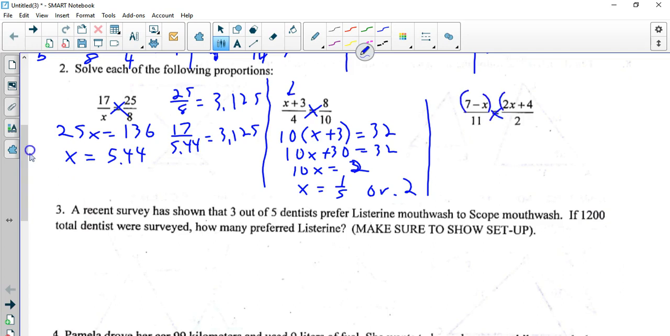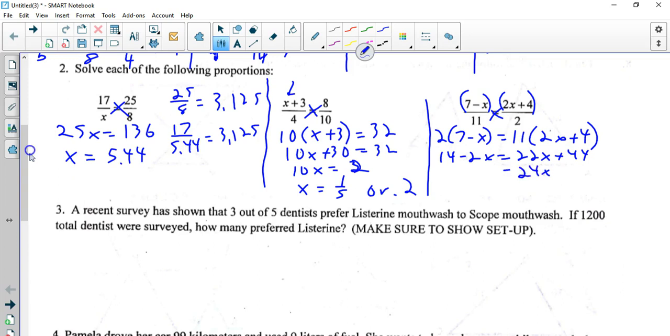Okay, we're going to multiply. Go for your parentheses. So 2 times 7 minus x equals 11 times 2x plus 4. So 14 minus 2x equals 22x plus 44. I'm going to add 2x and get 24x. I'm going to subtract 44 and get negative 30. And when I divide, I'm going to get x equals negative 5 over 4 or negative 1.25. Either answer is fine. And again, if you plug that number in and divide, you will get the same decimal for each because they are equal.